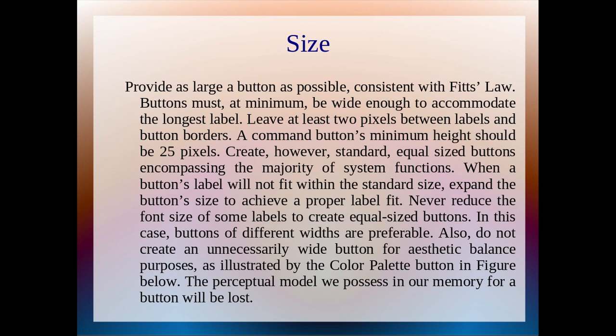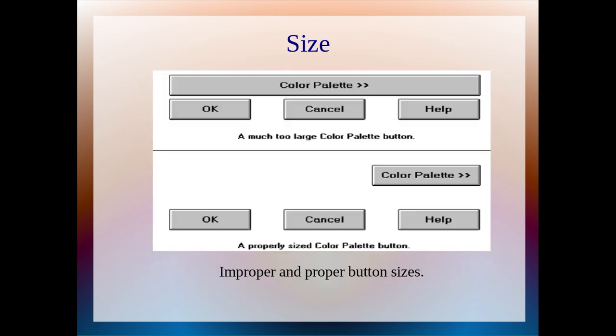As illustrated by the color palette button in the figure below, the perceptual model we possess in our memory for a button will be lost. This is the button. Okay, a much too large color palette button. It's the wrong choice, an improper one. This is the proper one. The size of the color palette button is very small.